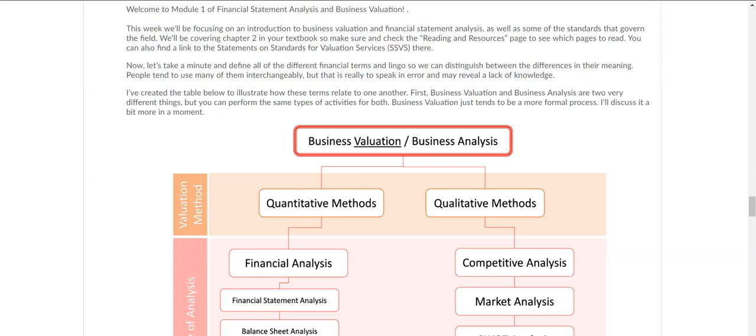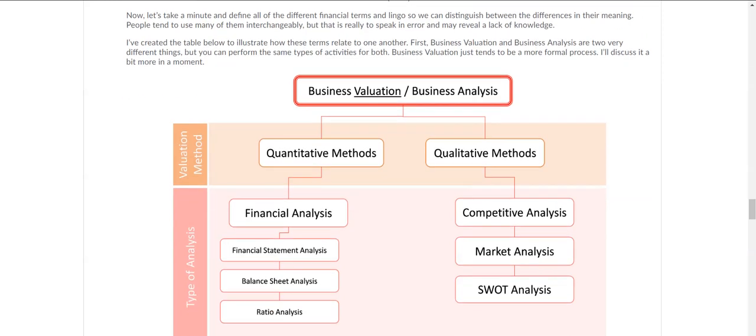Quantitative is obviously your numerically based types of methods. Qualitative is more of a conceptual type. Under quantitative, this is mostly going to be financial based, right? It's going to be your balance sheet analysis, income statement analysis, ratio analysis, looking at your current ratio, debt ratios, working capital ratio, etc. Qualitative, so your competitive analysis, you're looking at industry competitors. So if you're Microsoft, you're looking at IBM, Google, etc. And then market analysis, you're actually looking within the industry, like supply and demand, that type of thing. SWOT, you're looking at really a lot of different factors. It's strength, weakness, opportunity, threat.